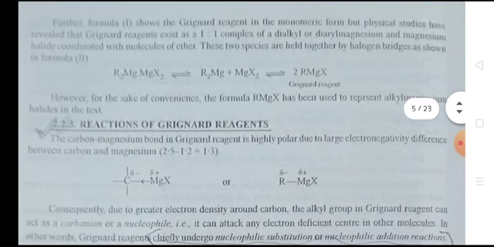Further, the formula shows the Grignard reagent in a monomeric form, but physical studies have revealed that Grignard reagents exist as a 1:1 complex of dialkyl or diaryl magnesium and magnesium halide coordinated with molecules of ether. These two species are held together by halogen bridges.